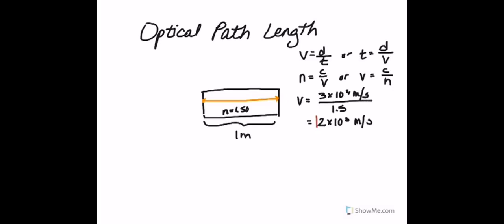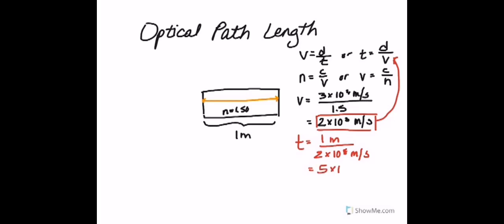And now we can use our value that we just found for V and plug that into our velocity equation up here, which is solved for T. And T is going to be equal to the distance of 1 meter divided by 2 times 10 to the 8th meters per second. And our amount of time that it takes for that ray of light to travel through will be 5 times 10 to the negative 9 seconds.